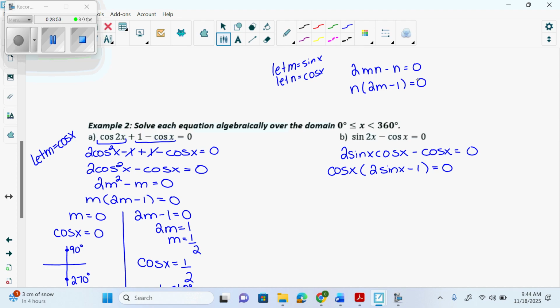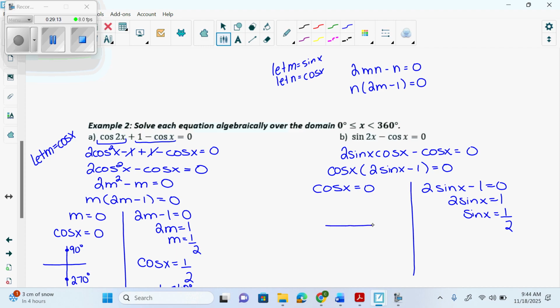Okay? Here we're going to have cos x equals 0. Half of our solutions come from that. 2 sine x minus 1 equals 0. 2 sine x equals 1. And sine x equals a half. We're between 0 and 360 degrees, not inclusive of 360. Cos equals 0 here and here, which is 90 degrees and 270 degrees.